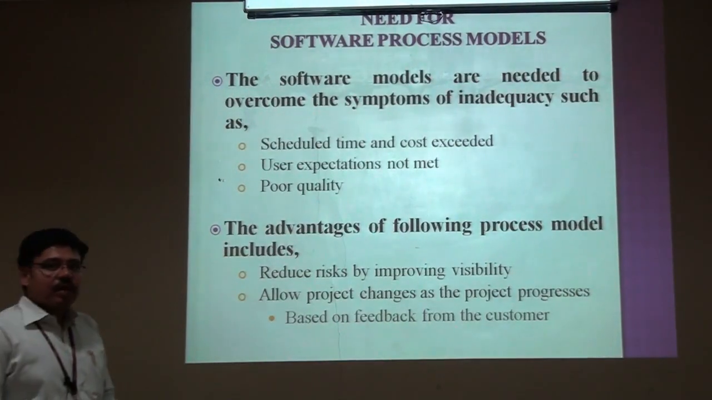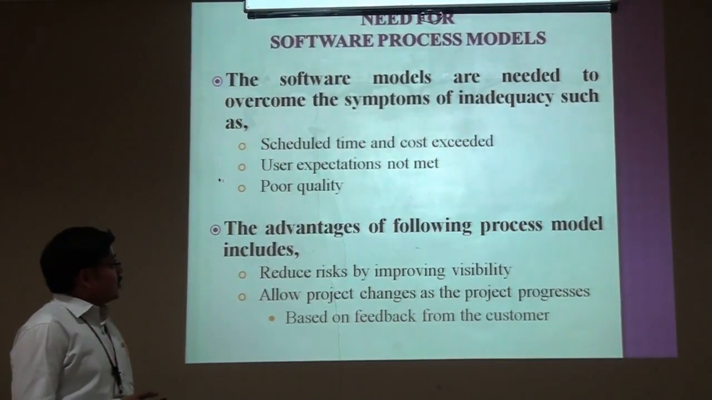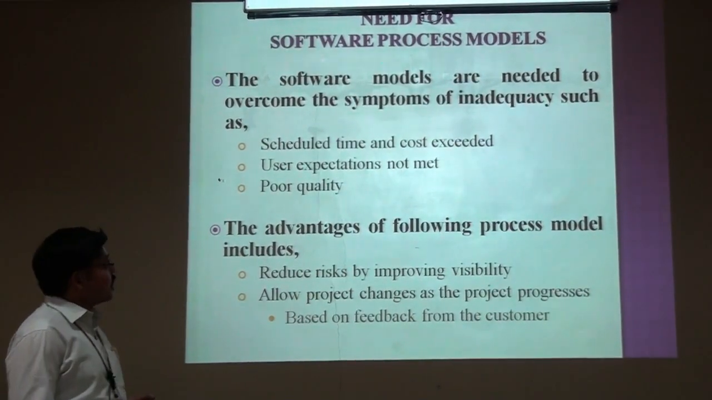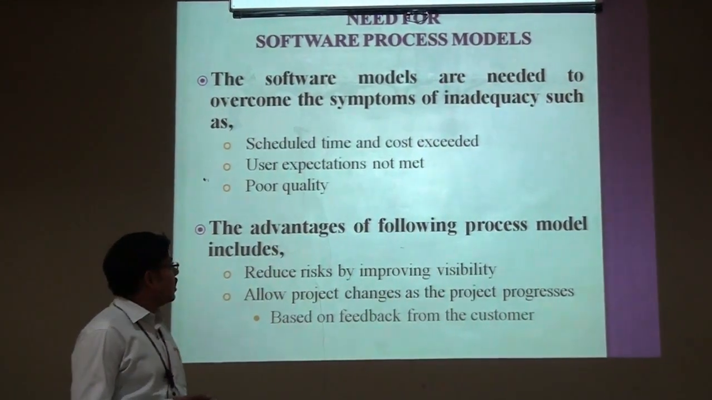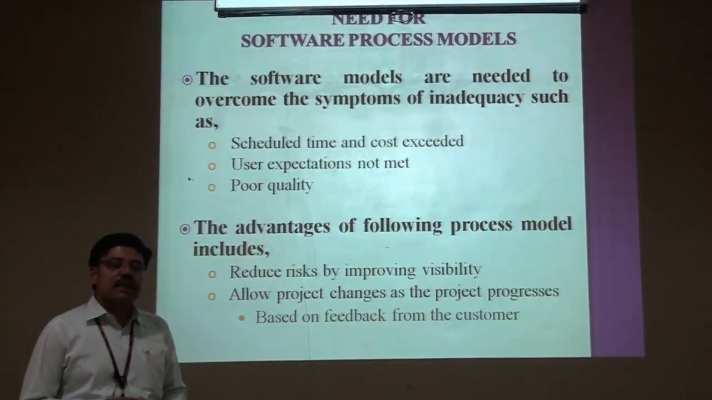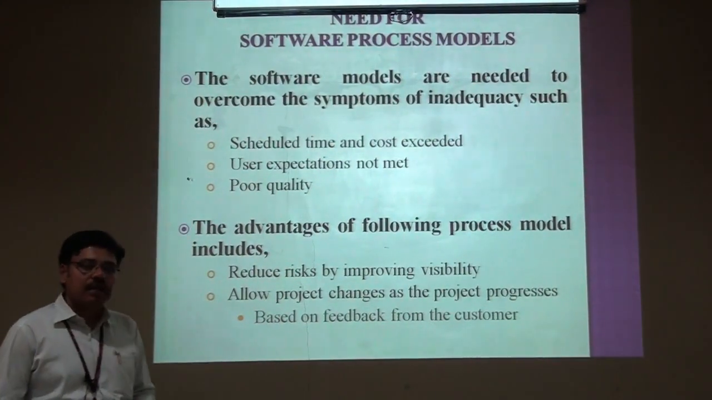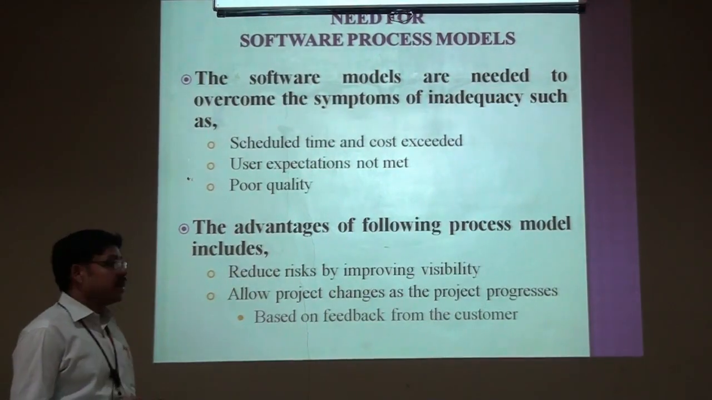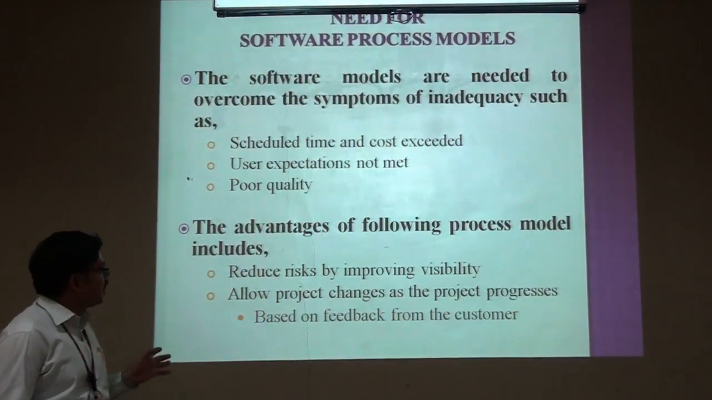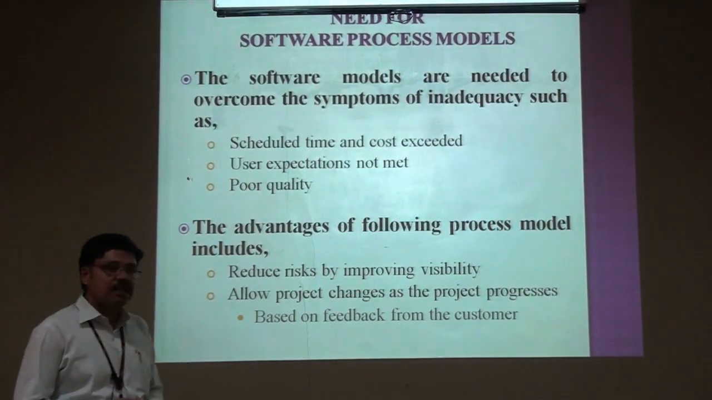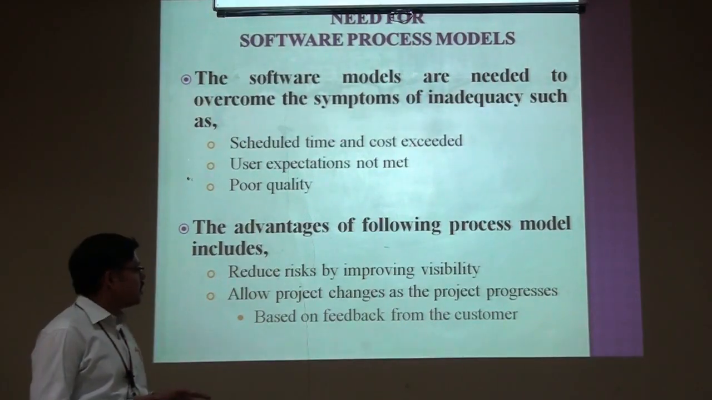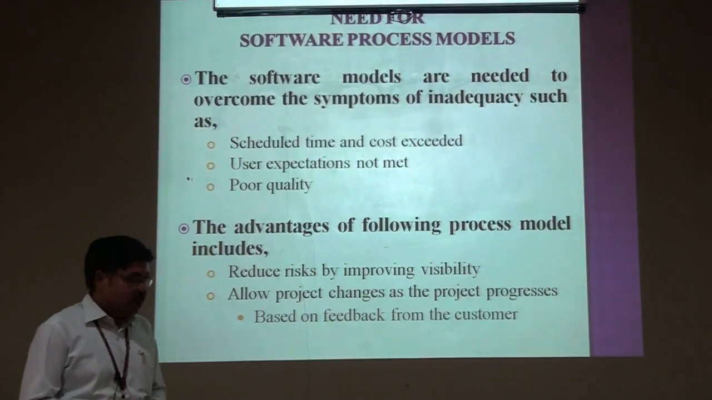So, need for the software process models. The necessity for a software process model is to overcome difficulties and inadequacies such as exceeding scheduled time and cost. User satisfaction will not be met if we are not following the software process model, and it may lead to poor quality. In order to overcome these limitations, we follow the software process model. It also reduces risk by improving visibility, and it allows project changes to be carried out as the project development proceeds, based upon feedback from the customer.